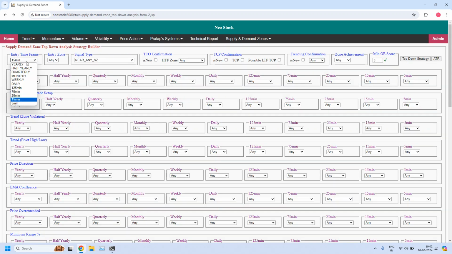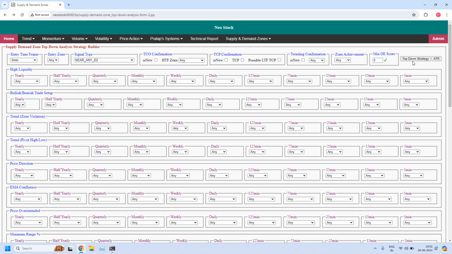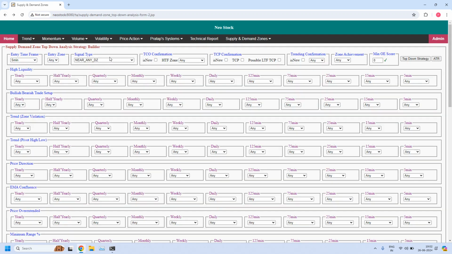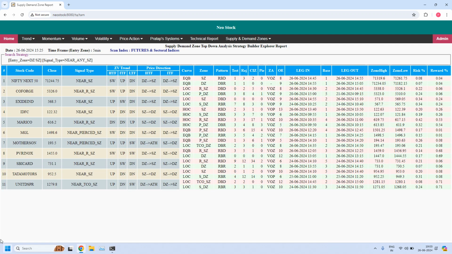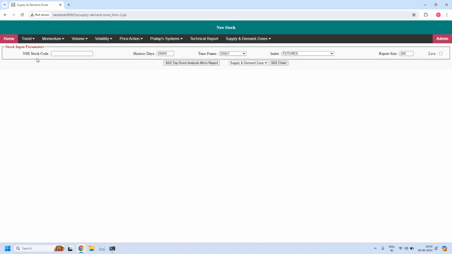So let me go back and change the time frame to 5 minutes. Let us find the stocks near the 5 minutes demand zone. 7 stocks are filtered. And for the 5 minutes time frame, let us find the stocks near the 5 minutes supply zone. 11 stocks are filtered. So these are the stocks near demand and supply zones for all the time frames. Now let us generate a NIFTY supply demand zone chain.